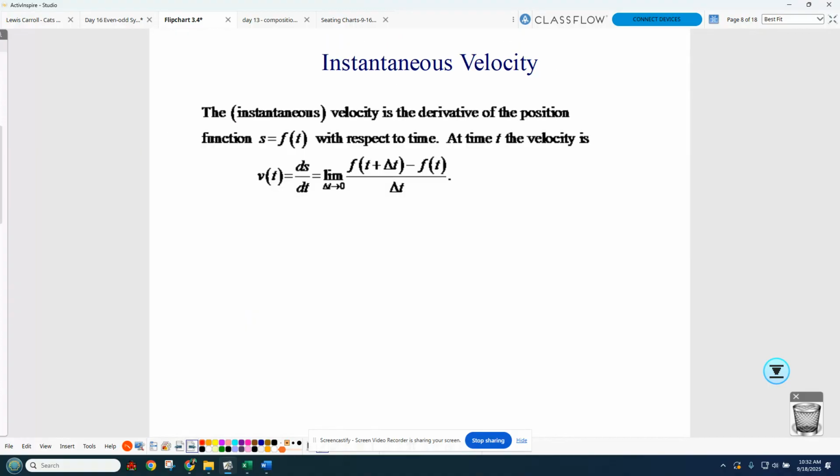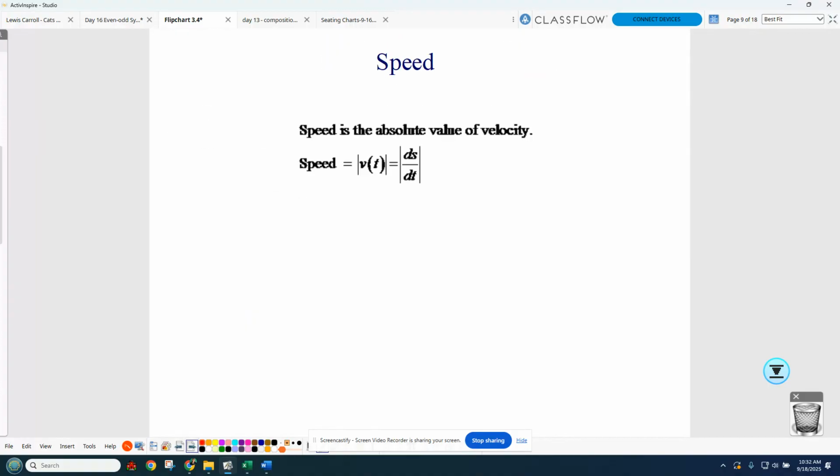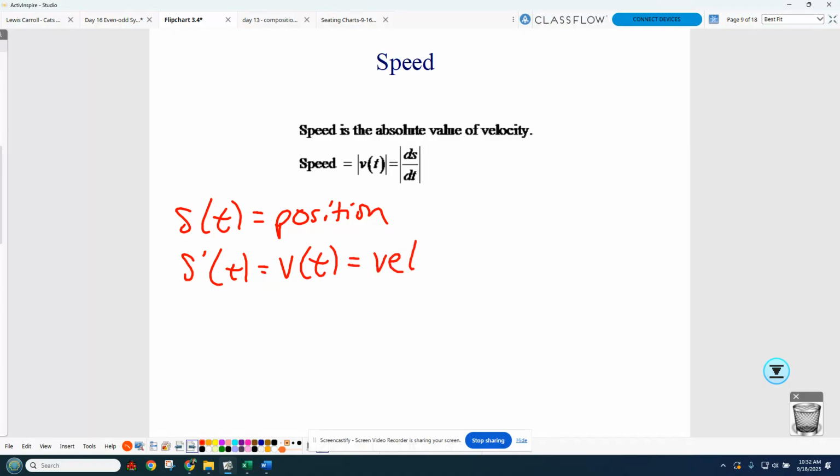Jumping through some of these. I don't know why, again, I said this yesterday, I don't know why they use S for position. But what is your change in position over time? Velocity? So the first derivative of position is velocity. What's the second derivative of position? Acceleration.